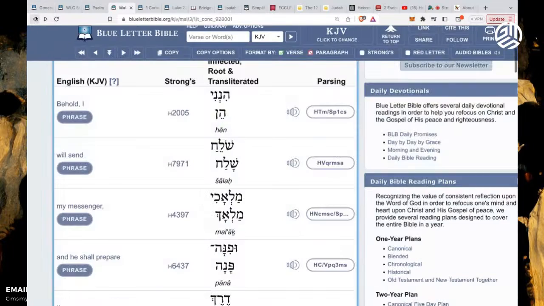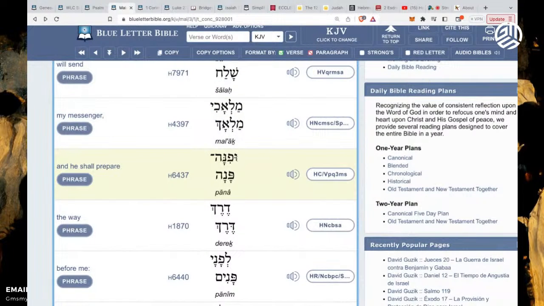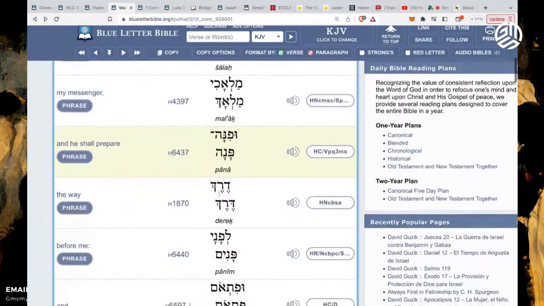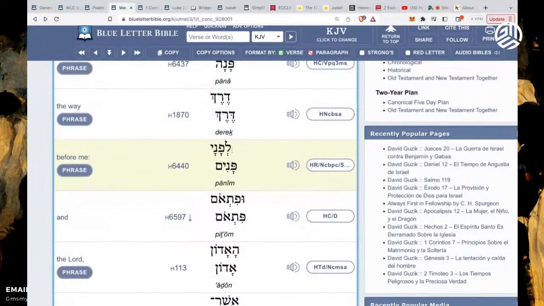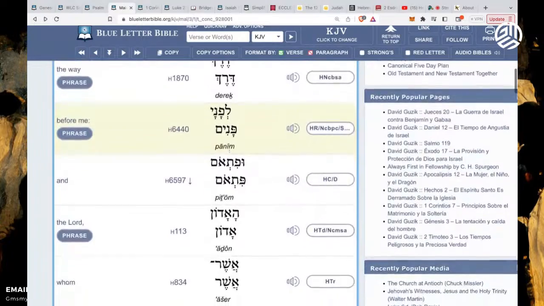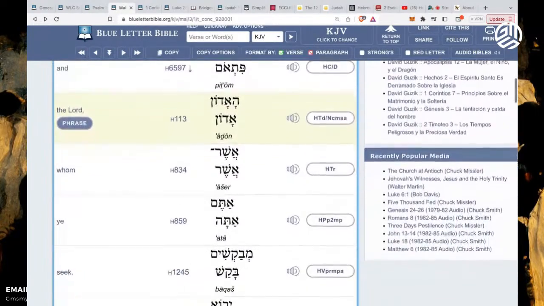Malachi 3:1. Okay, we can see here. This is just a compound word, wa, panah. Let's look for another one. The first one was a good one.